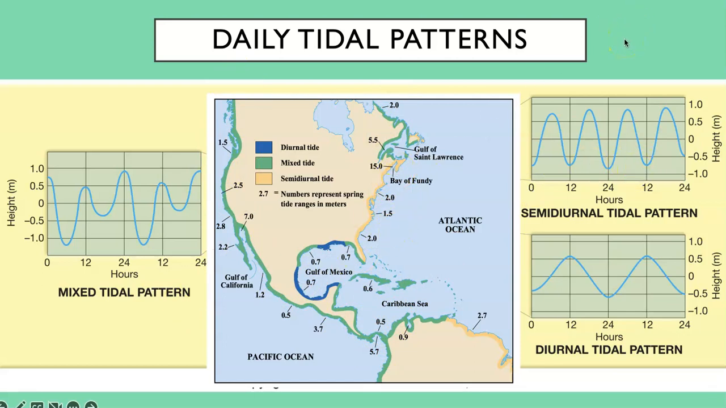We also have a third kind called diurnal, and that's shown down here, where we only have one high and one low every 24 hours. And those types of tidal patterns are common in enclosed regions such as the Gulf of Mexico. So this is a region that has land on most sides of it. So as the tides go in and out, they are affected by the geometry of that region, and they wind up producing the diurnal tidal pattern.